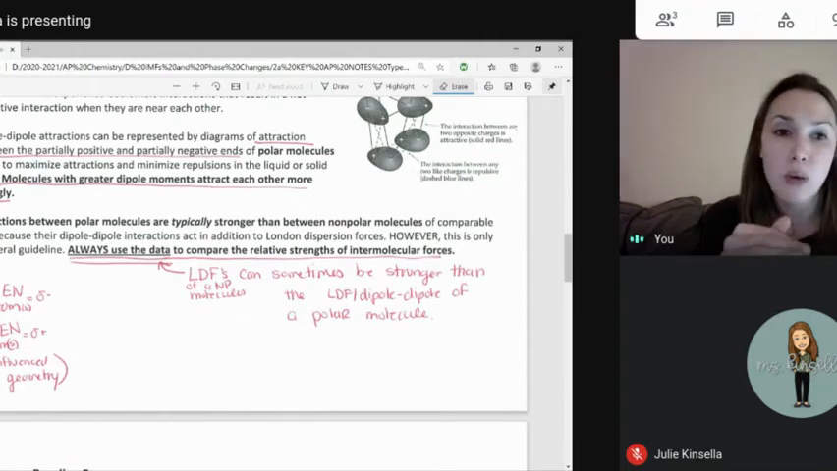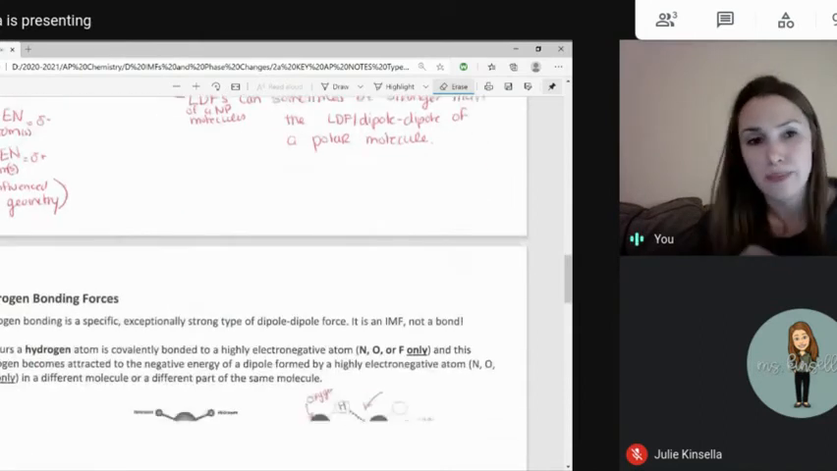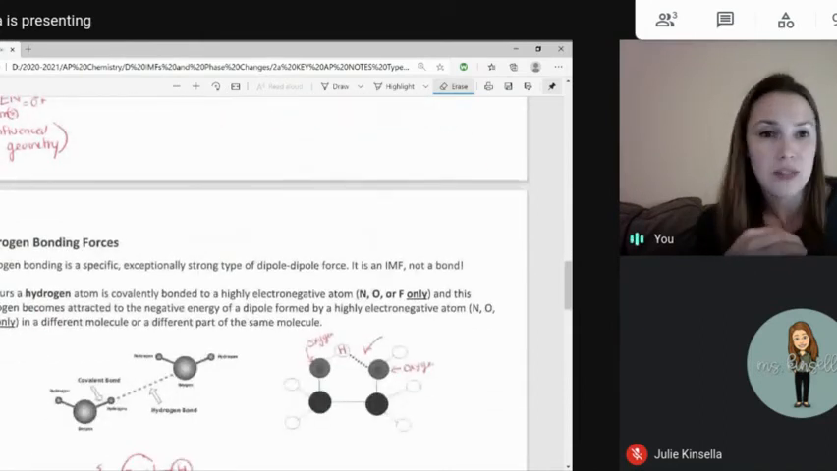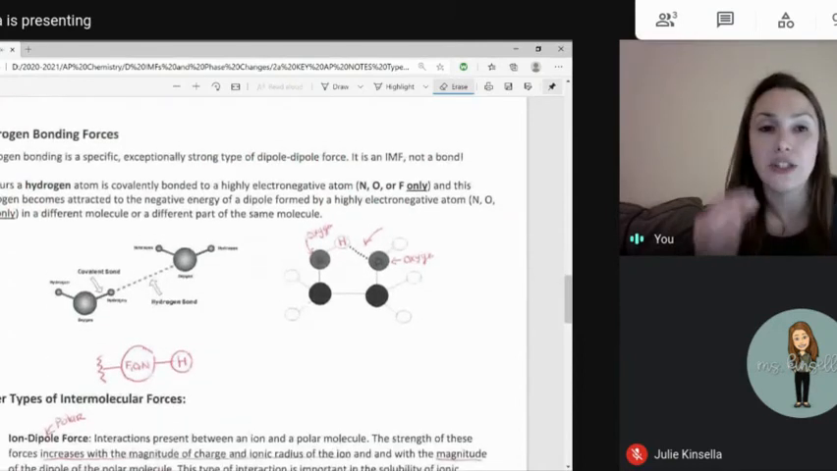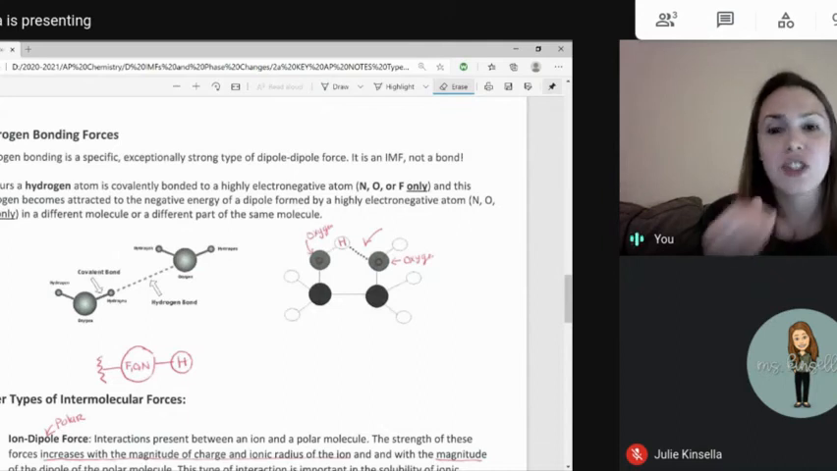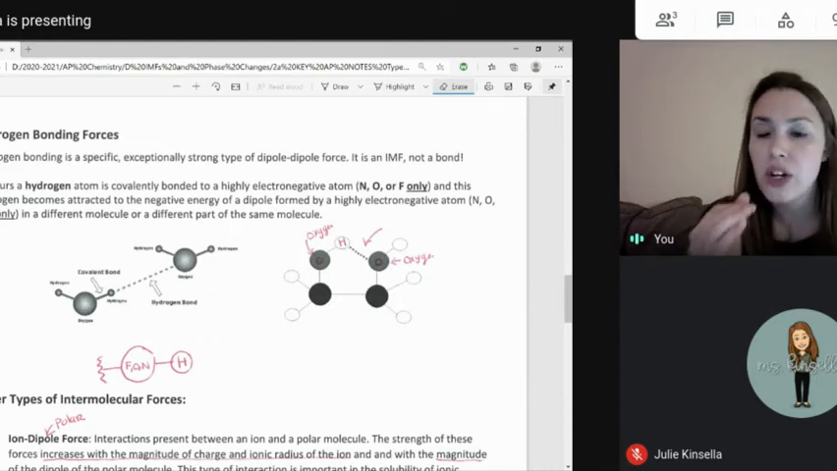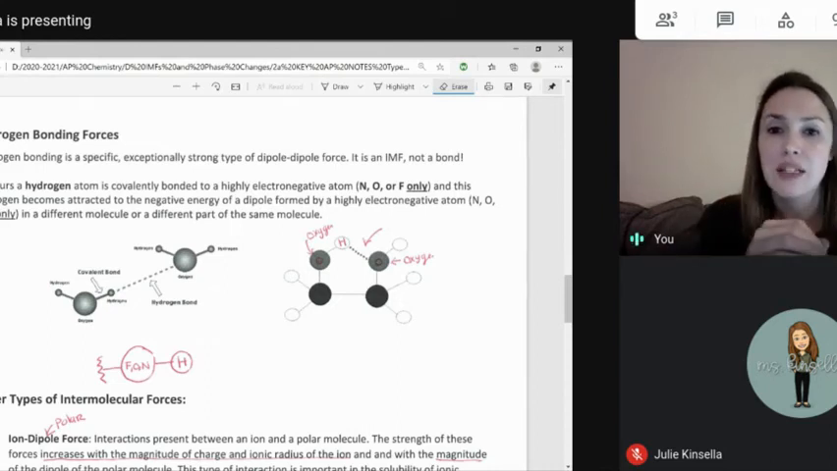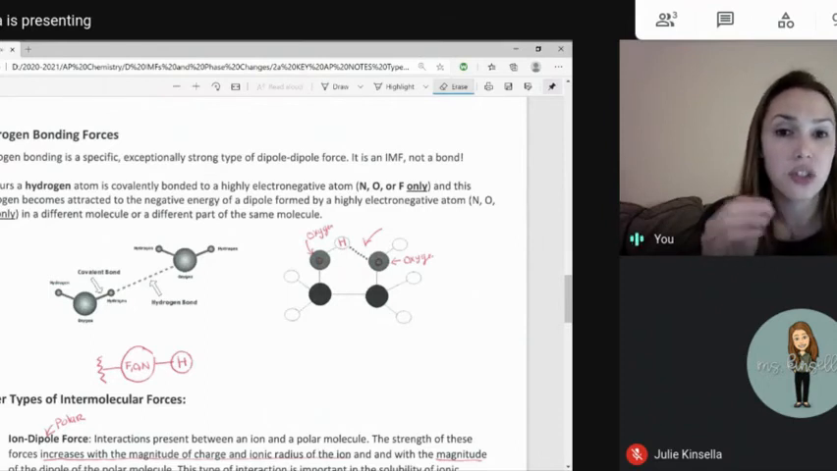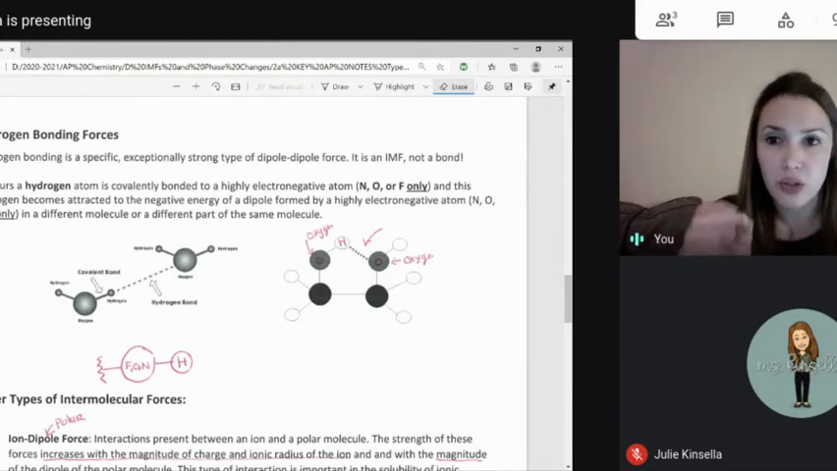The greater the dipole moment of that polar molecule, the stronger the dipole-dipole attraction. One special type of dipole-dipole attraction is called hydrogen bonding. Hydrogen bonding is not a bond. It is just a really strong type of dipole-dipole force, still an IMF, even though it has bonding in the name. It occurs when a hydrogen atom is covalently bonded to a highly electronegative atom, and this is only going to include nitrogen, oxygen, and fluorine only. The hydrogen has to be directly bonded to one of those three.